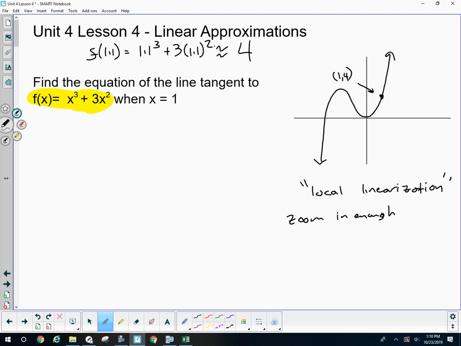Okay. Zoom in enough on a function, and curves become lines. So, how can I use that fact to get a better approximation for 1.1 cubed plus 3 times 1.1 squared than just 4? Discuss. See if you guys can figure that out.